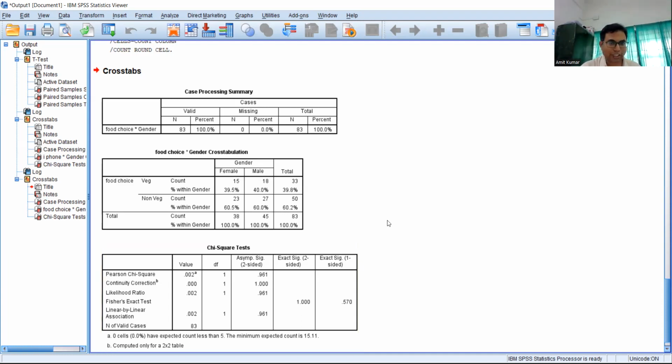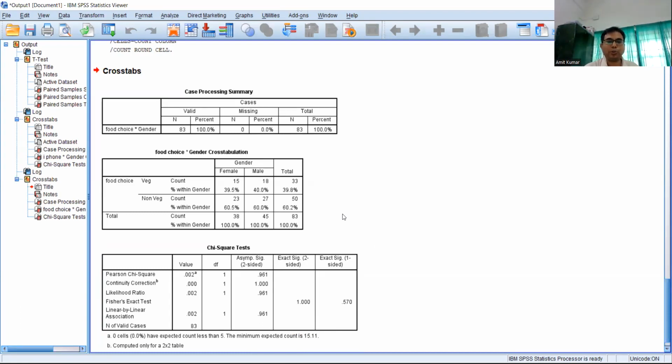Then we will go to the t-test. Time is not sufficient to go into detail, but I will give you some examples for the t-test. My window is visible, no? The SPSS window, the output file. Crosstabs are visible. Okay.